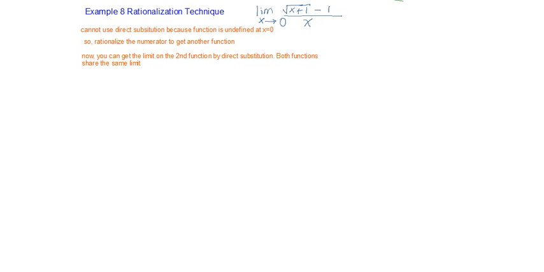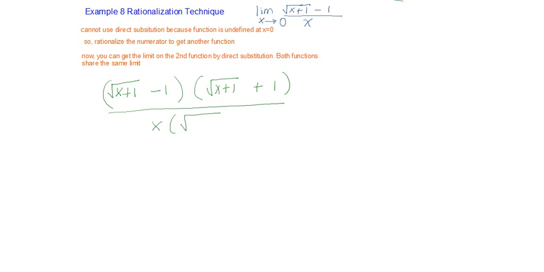And to rationalize, we multiply the numerator, √(x+1) − 1, by its conjugate, which is √(x+1) + 1. And we do the same thing at the bottom. We have x times (√(x+1) + 1).